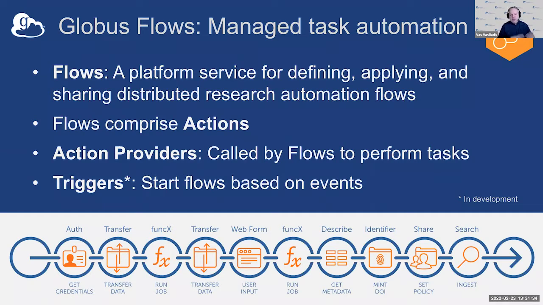Within the flows themselves, you have a series of actions to perform different tasks, and each action is performed by an action provider. So we've got action providers written and available for many of the Globus services, but this is another case where we've got an extensible model: there's a toolkit for writing your own action provider. So if you wanted to have something happen in the flow against a resource that we don't currently support, you can always write that action provider yourself.